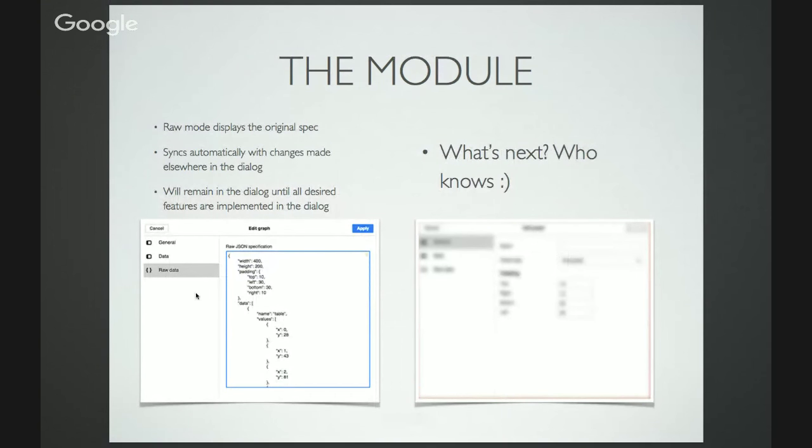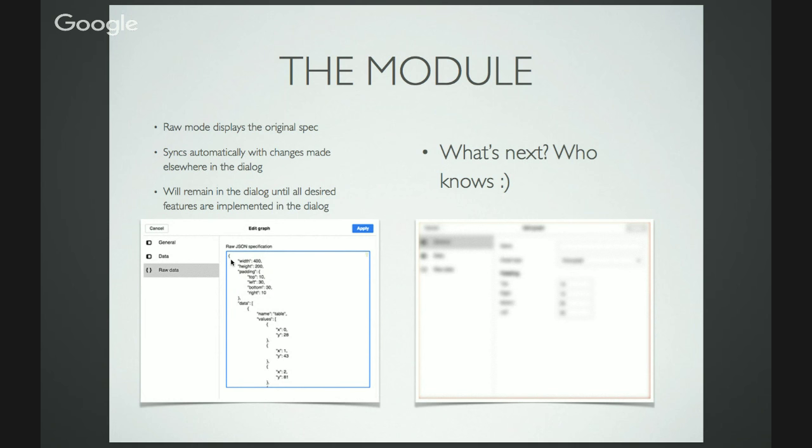Also, we have this raw mode here that displays the original specs. This syncs automatically with changes made elsewhere in the dialog. So if you change the data, the padding or the graph type, it will automatically propagate the changes in this box here, which displays the raw JSON specification of the graph you're working with.